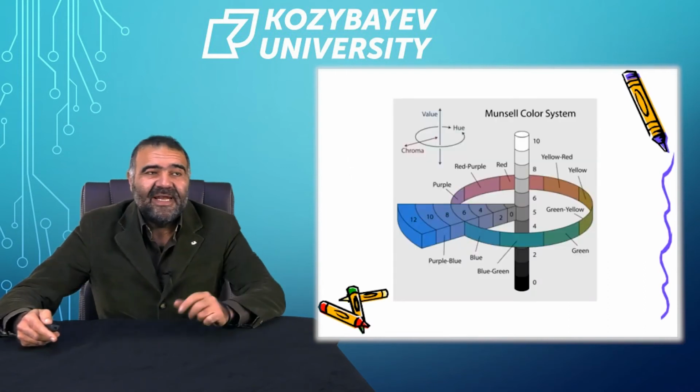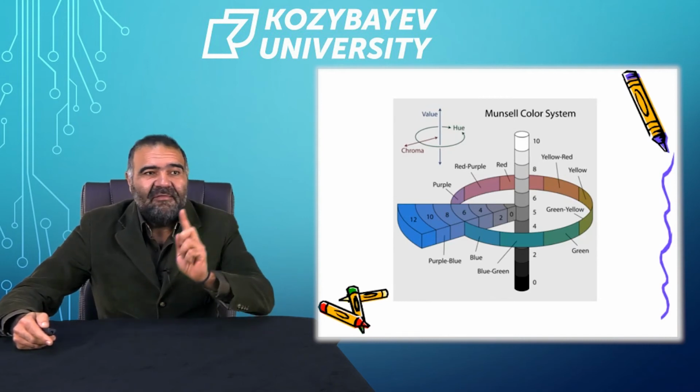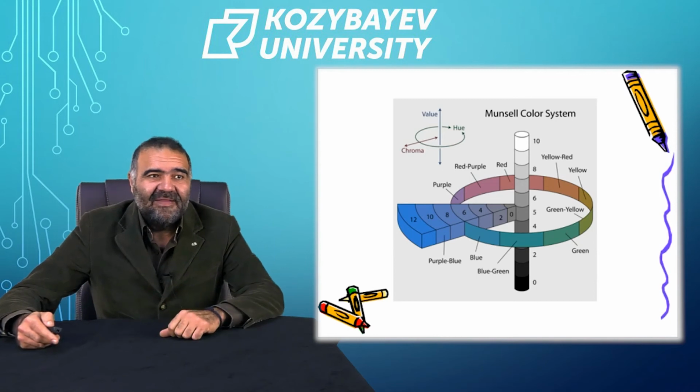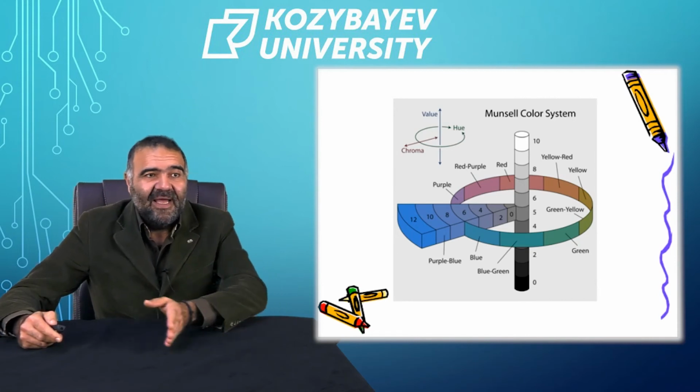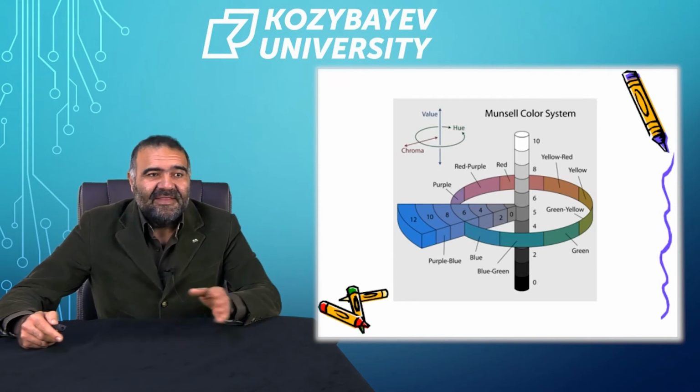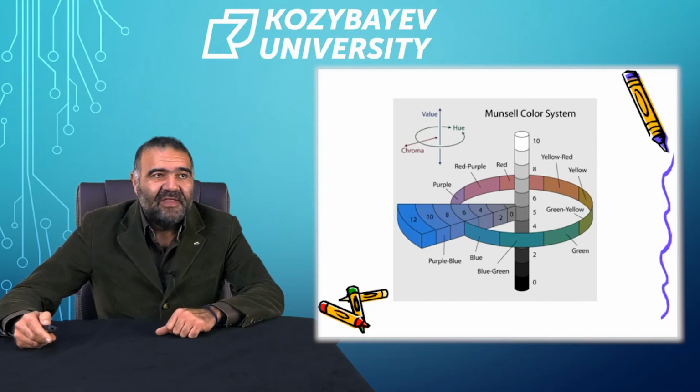This, for example, is another picture showing how this system works. We have the circular sector. We have the hue, which is the base color. It is given by numbers, and intermediate numbers also express the components of the color.